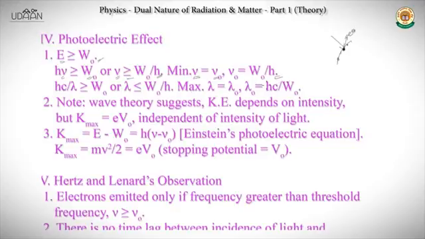Similarly, we can take the same analogy to wavelength as well, because we know frequency is c by wavelength, c by lambda. So in the same way we have the condition hc by lambda greater than W naught, or lambda must be less than hc by W naught, and the maximum wavelength lambda naught is known as the threshold wavelength. If the wavelength is more than that, there would be no photoelectric emission, and that lambda naught is equal to hc by W naught.